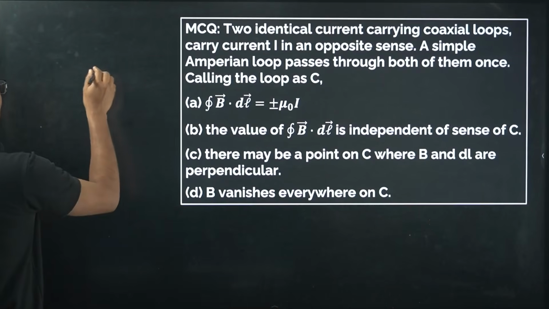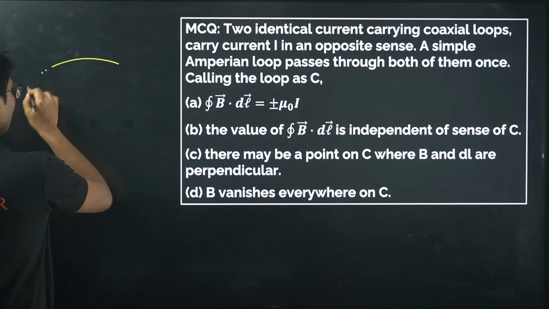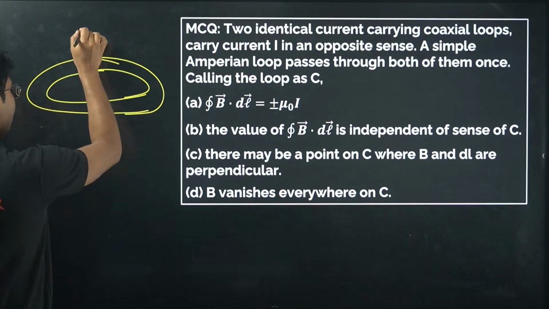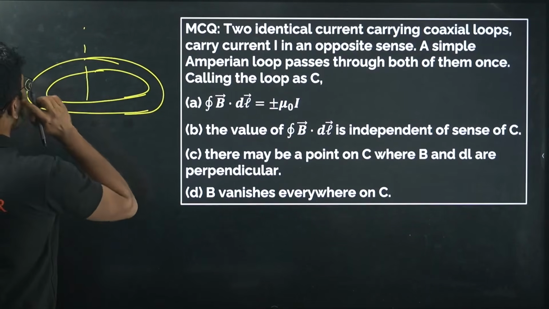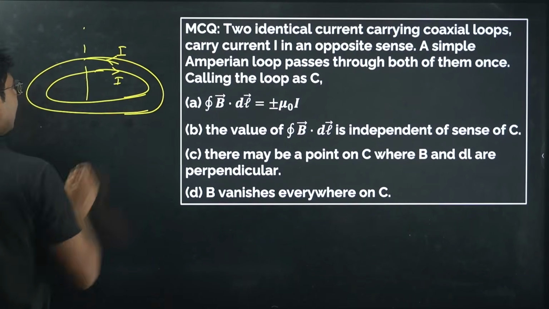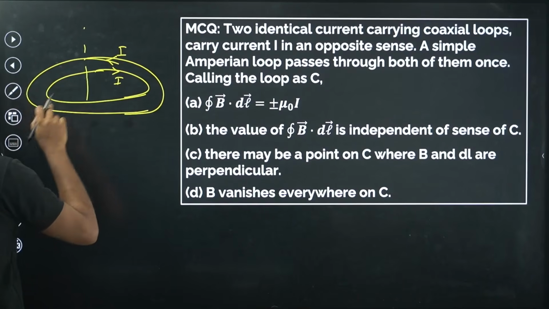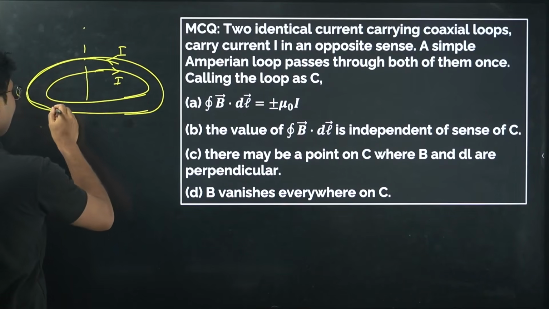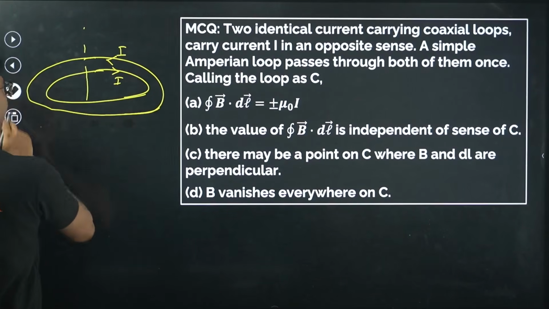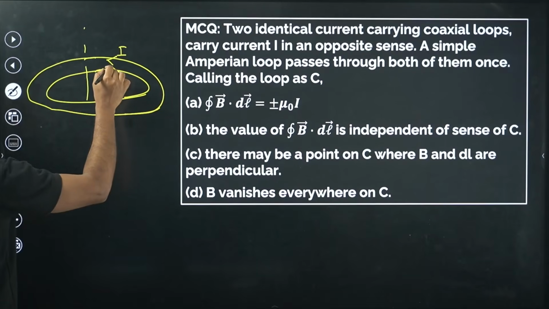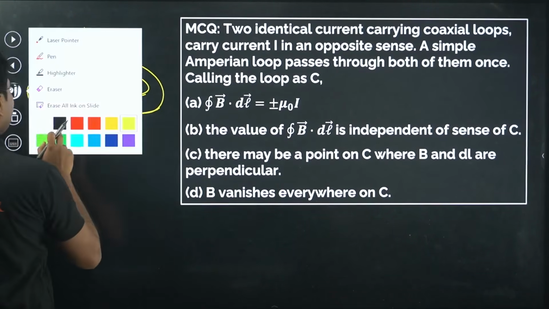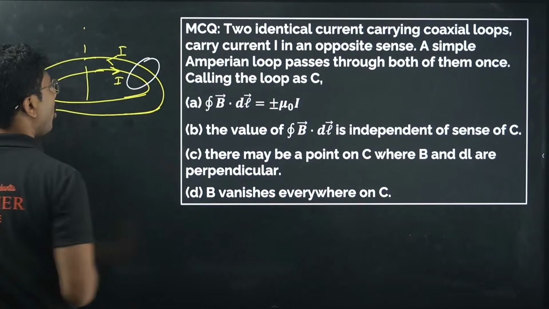So here we have two loops, say loop A and loop B. They are coaxial. Coaxial means they have the same axis. Now suppose the current through this is I, current through this is I, but they are in the opposite direction. If the current passing through the first loop is in this direction, then the current passing through the other loop is in the opposite direction. Now you are considering an Amperian loop which is passing through them only once.